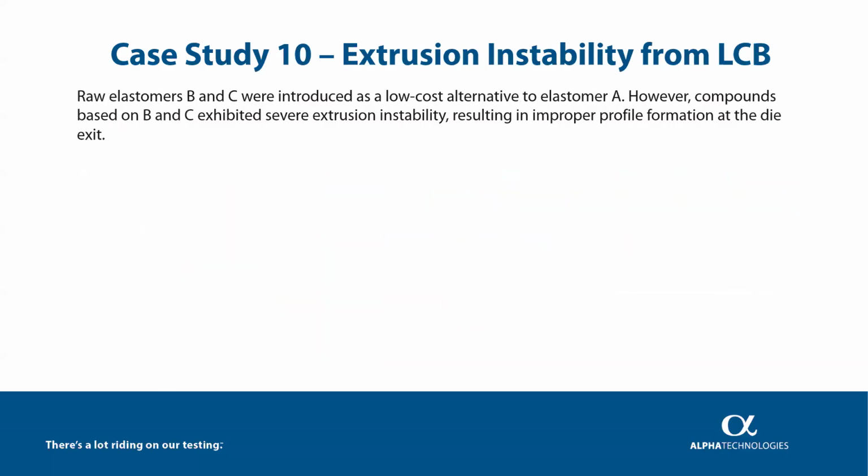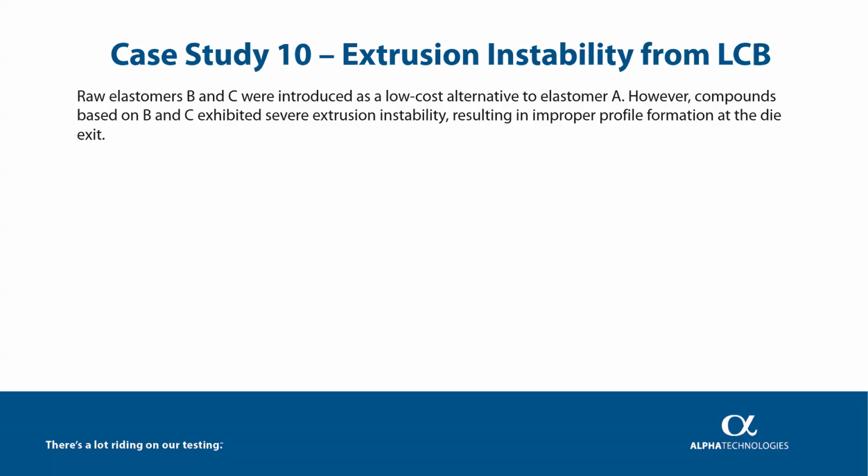Okay, in our final case study, before we move into the bonus case, we are looking at extrusion instability caused by long chain branching in raw elastomers. In this case, raw elastomers B and C were introduced as low-cost alternatives to elastomer A. However, compounds made with B and C exhibited severe extrusion instability, leading to poor profile formation at the die exit.